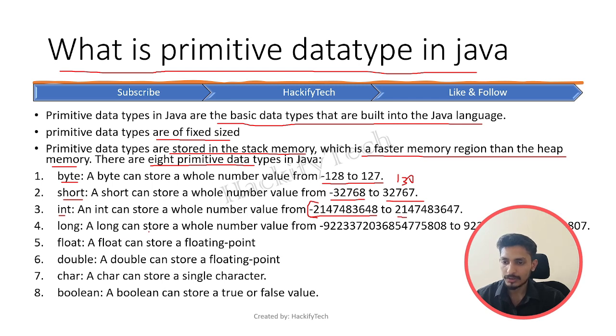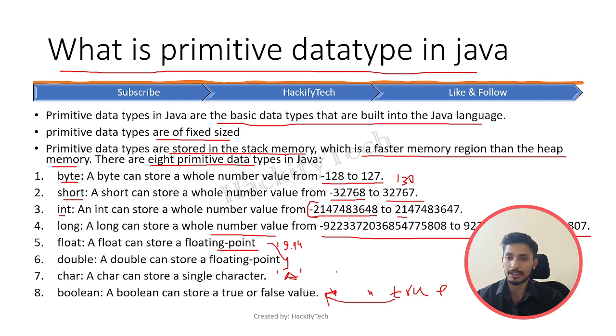So long can store a whole number of values between this range. Also, you have floating point numbers in case you want to store decimal numbers like 19.99, and for that you can use float and double. If you have a single character like A, B, C, D, then you can store it inside a char, or if you have boolean values like true or false, you store them inside a boolean data type. Okay, so single characters are stored within char. Make sure of that as well.